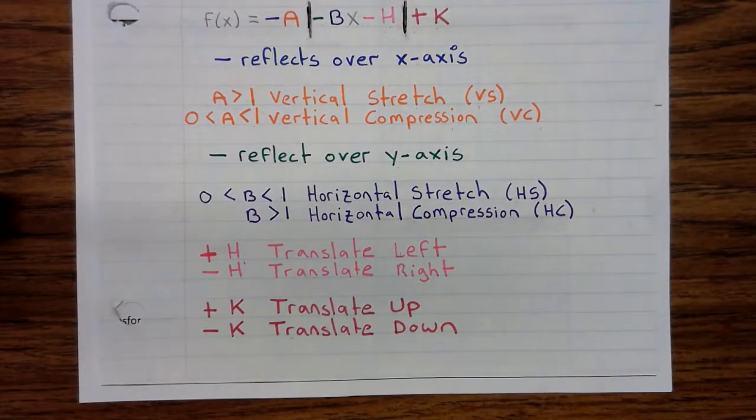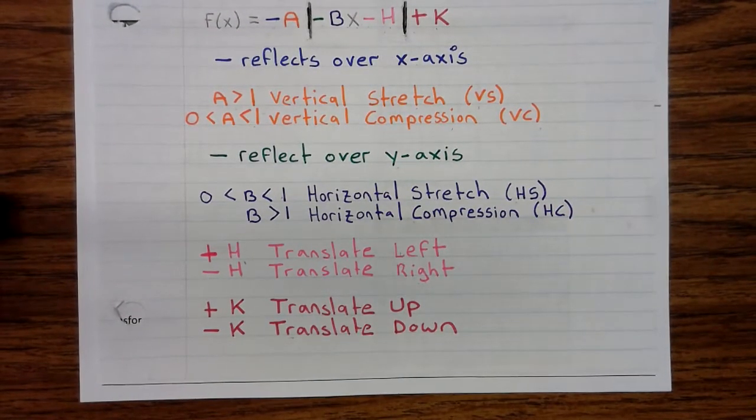When there's a negative in front of the b, it reflects over the y-axis. When b is greater than 0 but less than 1, it's a horizontal stretch. When b is greater than 1, it's a horizontal compression. If it's plus h, it translates left. If it's minus h, it translates right. If it's plus k, it translates up. If it's minus k, it translates down.